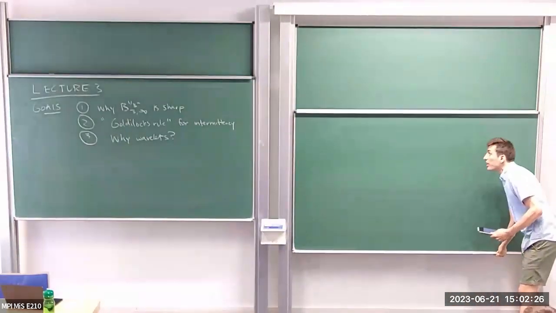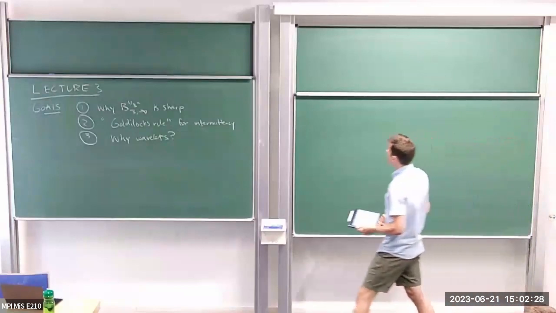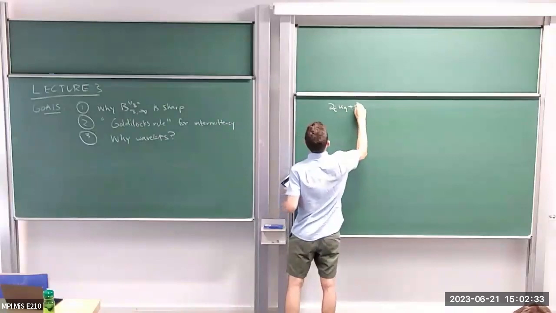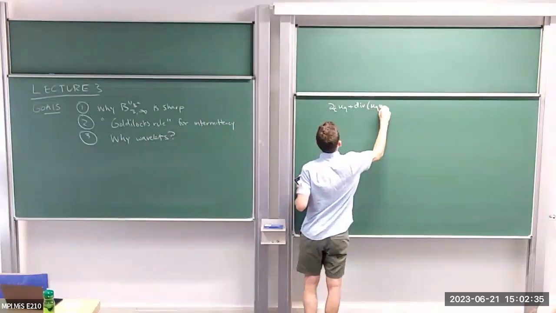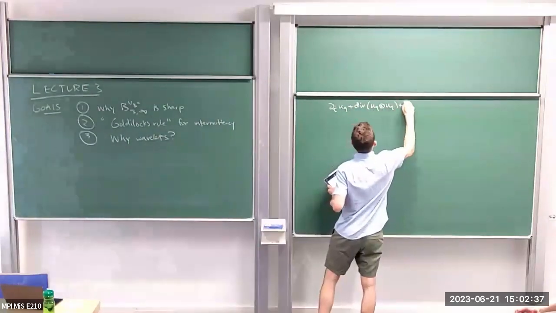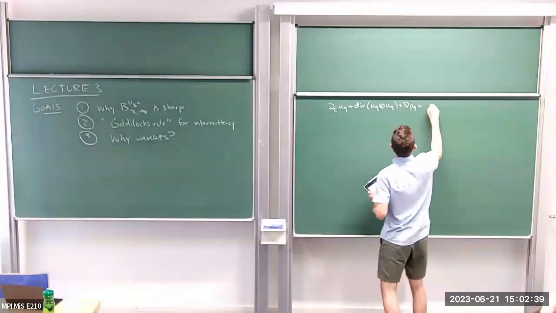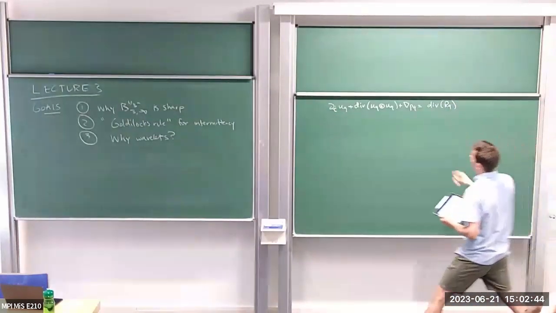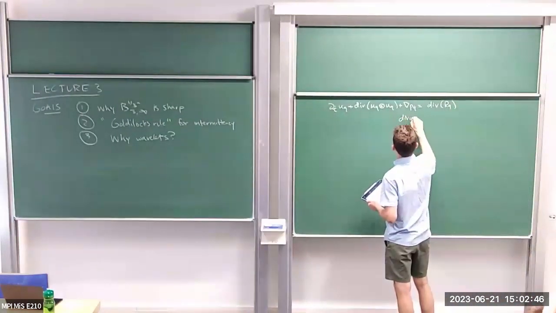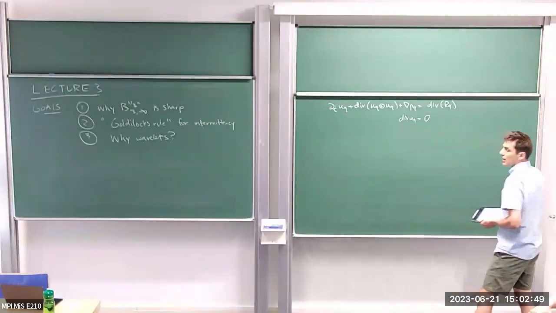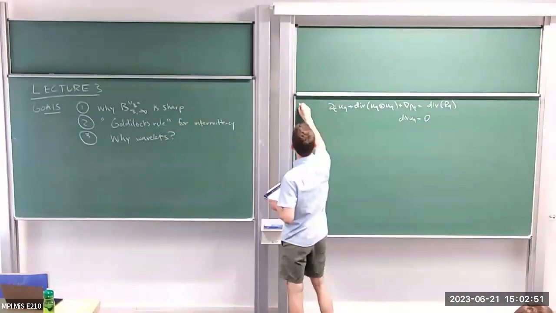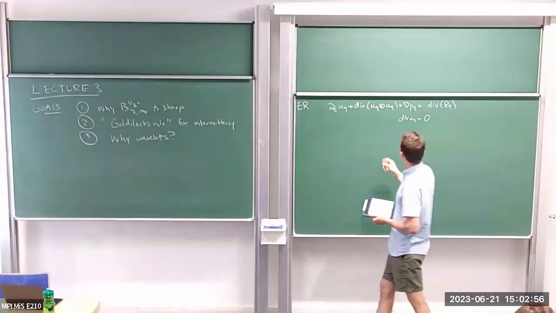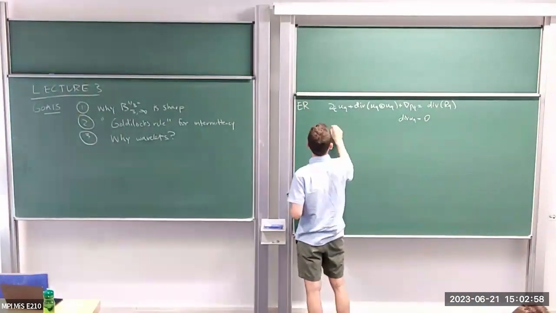Okay, so let's set up our iteration again. So we have the relaxation of the Euler equations. And I often refer to this first equation as ER for Euler-Reynolds. And then we have the relaxation of the local energy inequality.